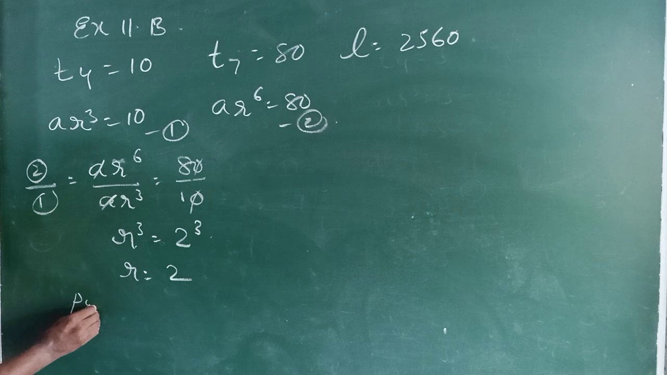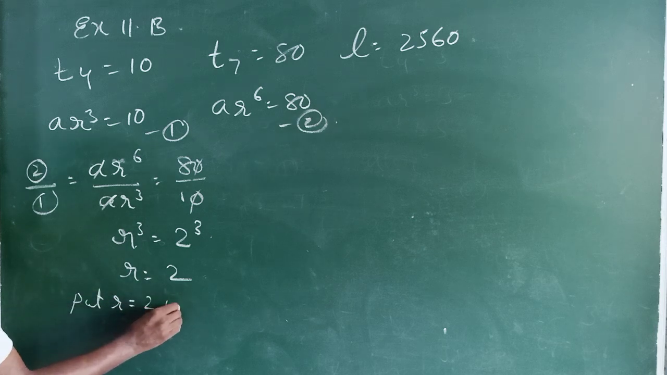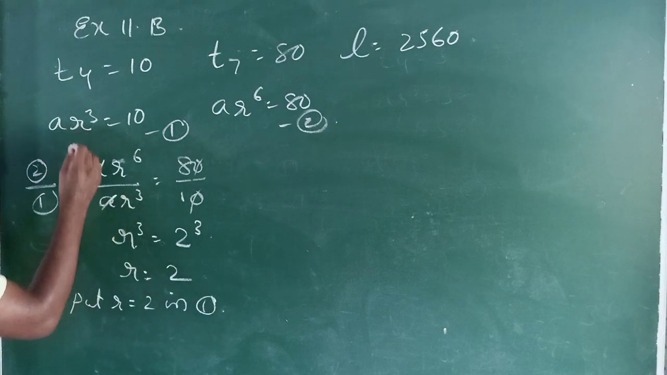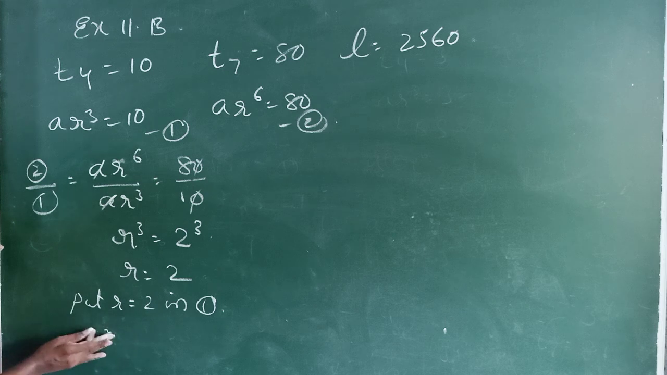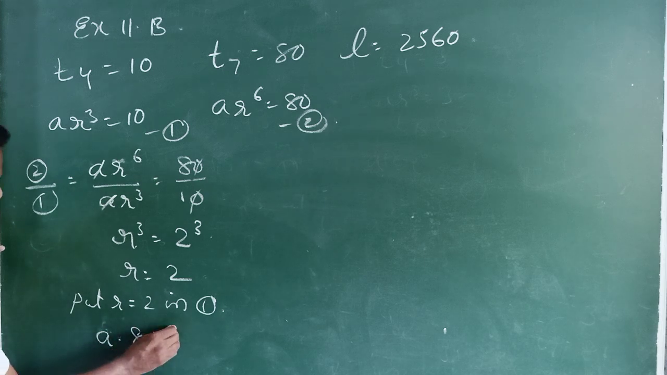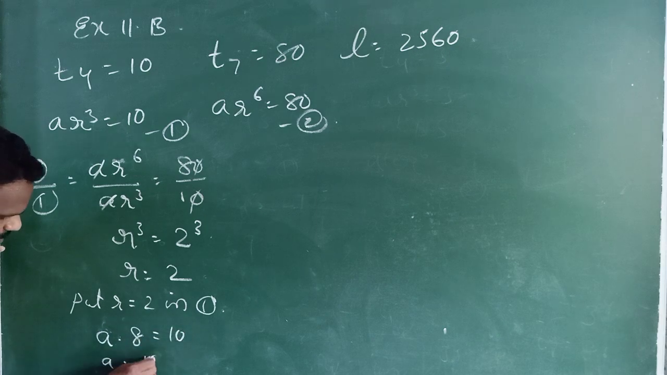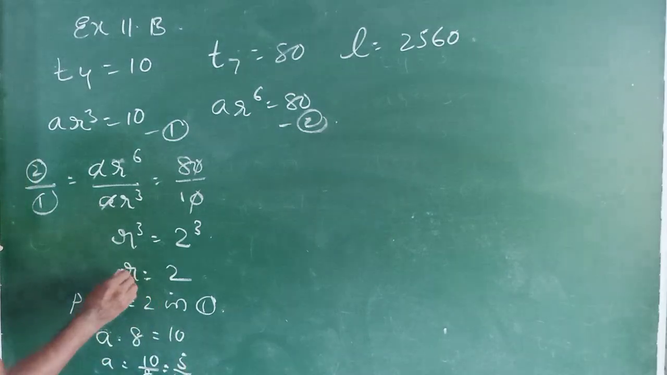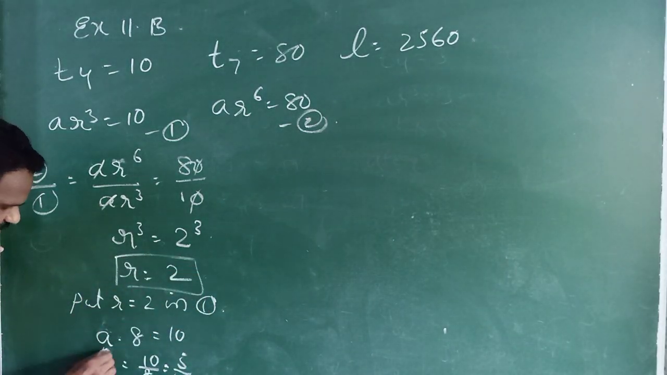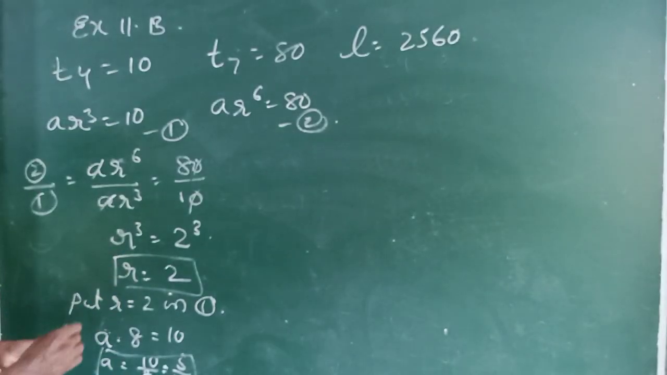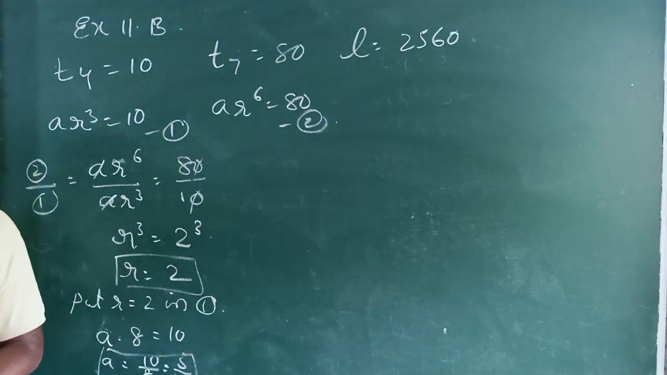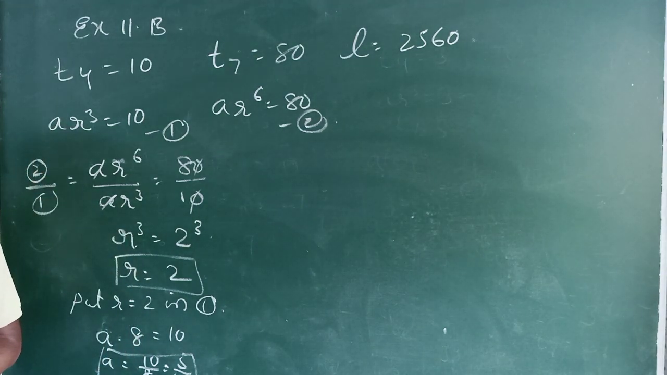So put R is equal to 2 in the first equation to get the value of A. A into R cube, 8, is equal to 10. A is equal to 10 by 8, that is equal to 5 by 4. So R value is 2 and A value is 5 by 4. Two questions are over. The third one asks us to find the number of terms.